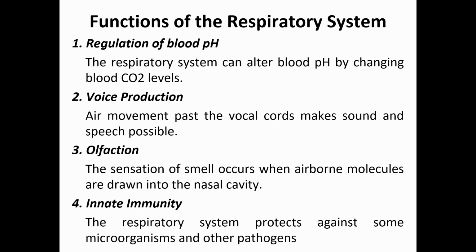So these are the functions of our respiratory system. First is the regulation of blood pH. The respiratory system can alter blood pH by changing blood carbon dioxide levels. This will be explained later. It just means that the more carbon dioxide you have, the more acidic your blood pH will be.